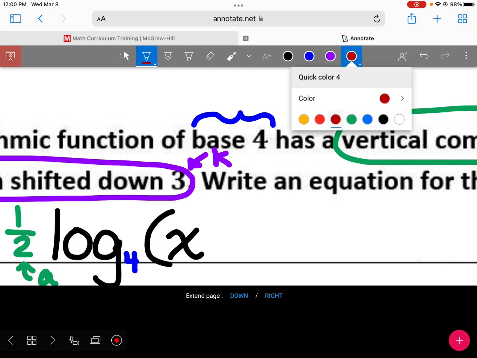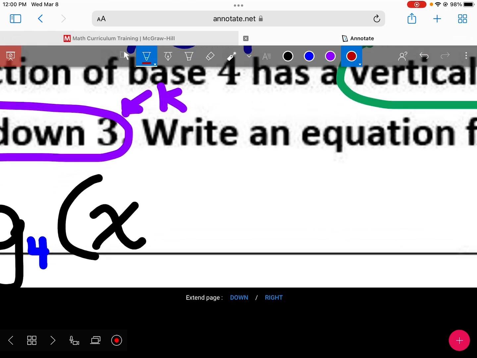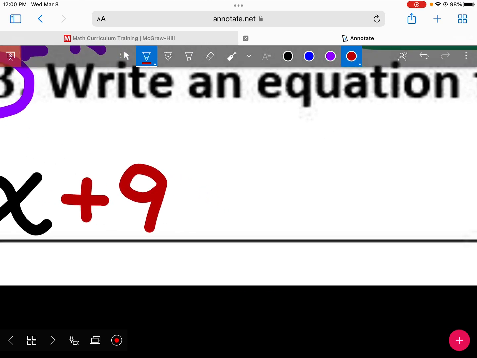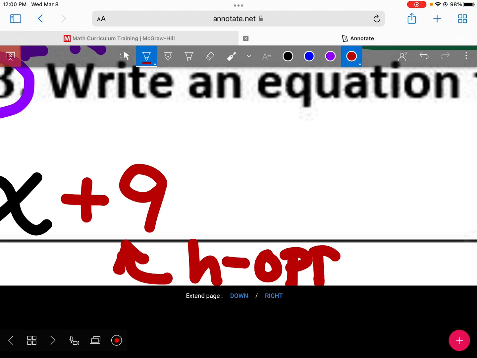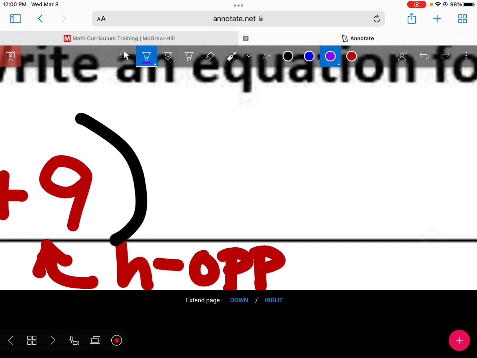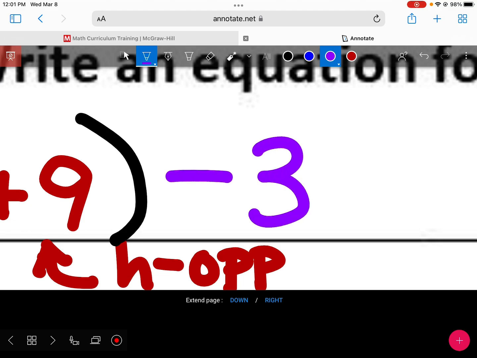And then we need h or k? H. Do I put h in the equation? You put the opposite of h in the equation. What was our h value? -9. So what's the opposite of that? +9. The opposite goes here. And what goes at the very end? K, which is -3.